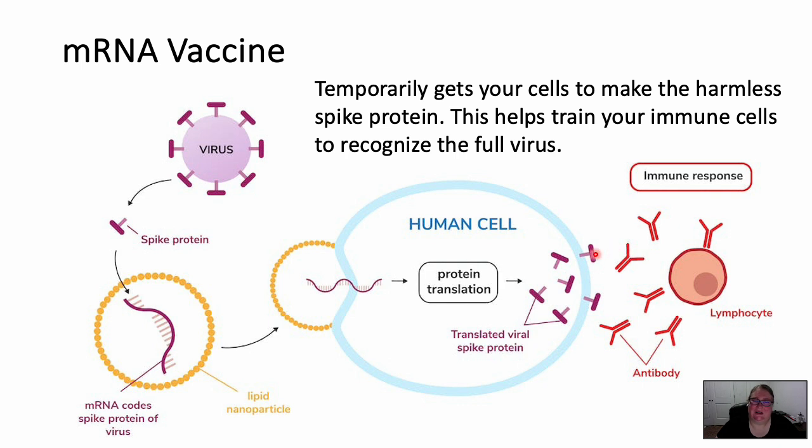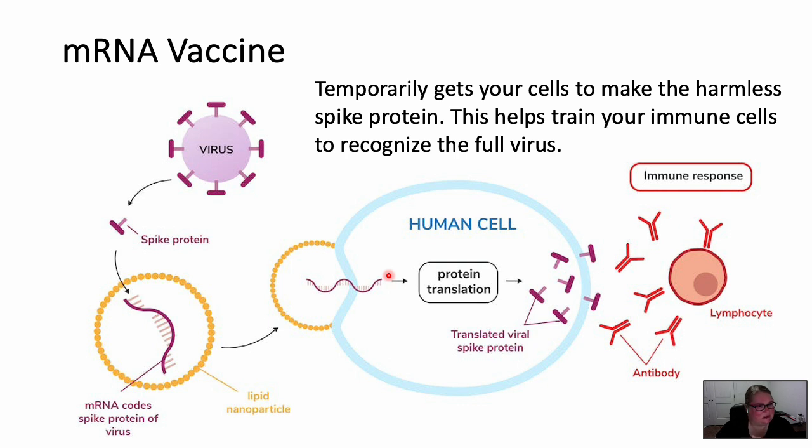So our immune system starts to build antibodies, which are these little Y-shaped guys. And these antibodies are going to be specific for the spike protein. So this is a way to train your immune system to recognize the COVID-19 virus without actually getting COVID-19. Because the spike protein, when it's made from the RNA in this vaccine, is harmless. It doesn't cause disease.